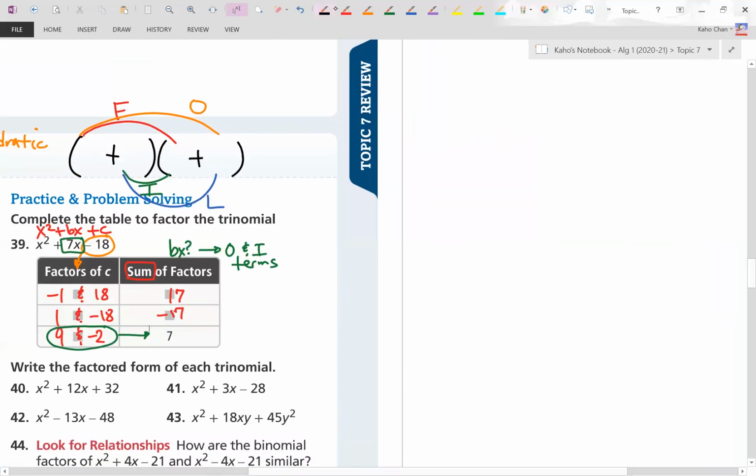A lot of this stuff can be done in your head. So I'm going to do number 40 first, right here. We're trying to factor x squared plus 12x plus 32. We're working backwards from the first half of chapter 7, okay?